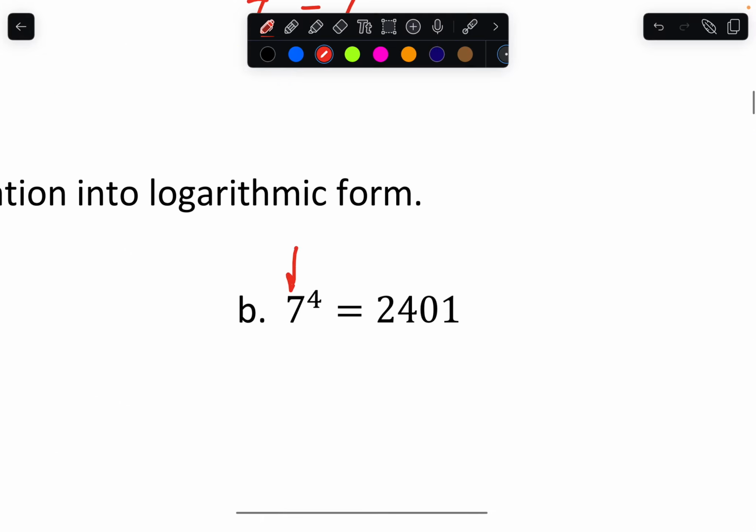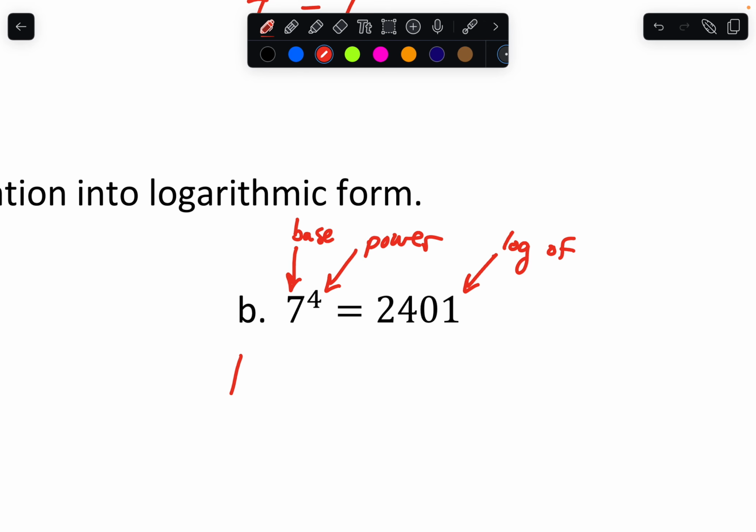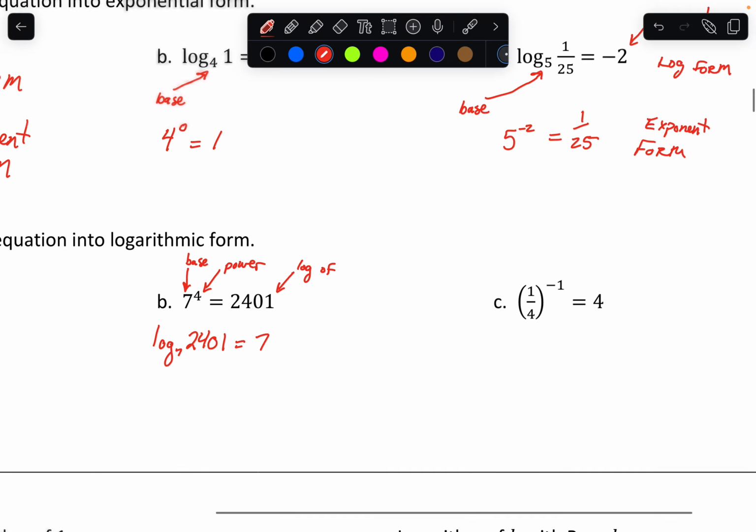Same thing here. This is my base, this is my power, my exponent, and this is the number we're taking the log of. So what we're doing here is changing this into log form. So log base 7, little subscript 7, log of 2401, and that's going to be equal to 7. Remember, the power or the exponent is always by itself in log form. All right, last one here.